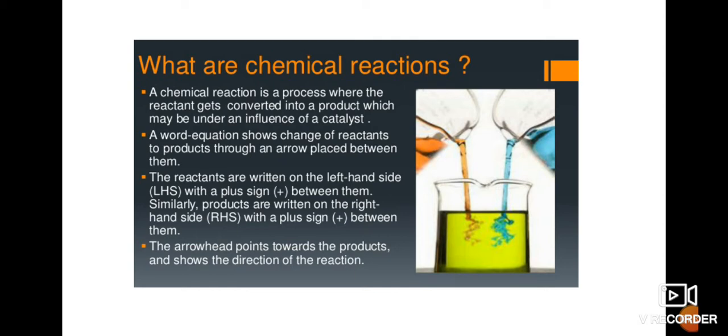Now normally chemical reactions can be represented in word form also. So that is called a word equation. Now remember, whenever we are writing down an equation, we put an arrow in between the reactant and the product. Now the arrowhead will always point towards the product and will show the direction of the reaction. Now normally when we are writing down the equation, the reactants are written on the left side of the equation, whereas the products are written on the right side of it.